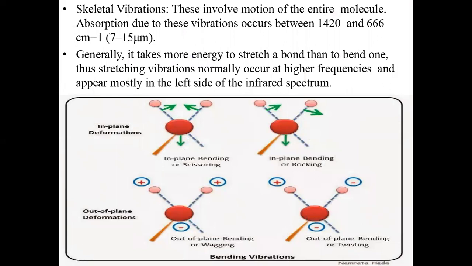Skeletal vibrations involve motion of the entire molecule. Absorption due to these vibrations occurs between 1420 and 666 per centimeter, or 7 to 15 micrometers. Generally, it takes more energy to stretch a bond than to bend one. Thus, stretching vibrations normally occur at higher frequencies and appear mostly on the left side of the infrared spectrum. And this diagram shows the movement of atoms in plane or out of the plane.